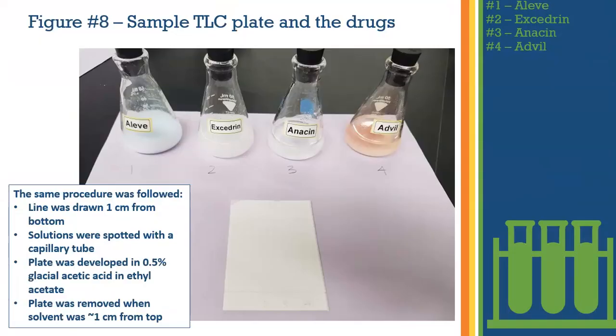The same procedure was used for the sample plate. A TLC plate was obtained, and a line was drawn with a pencil 1 centimeter from the bottom. These 4 analgesic drug solutions were spotted on the dash marks on that 1 centimeter line. The plate was developed in 0.5% glacial acetic acid and ethyl acetate and was removed from the developing solution when the solvent was approximately 1 centimeter from the top.